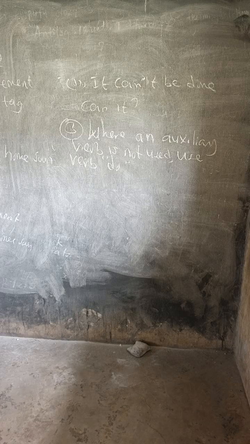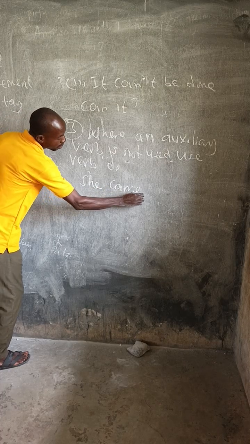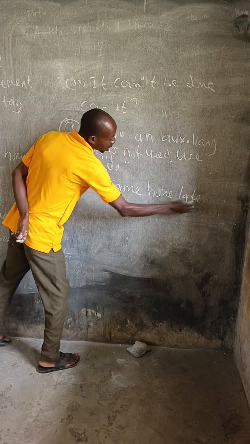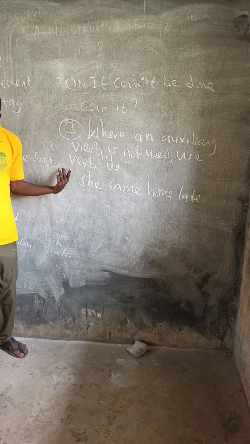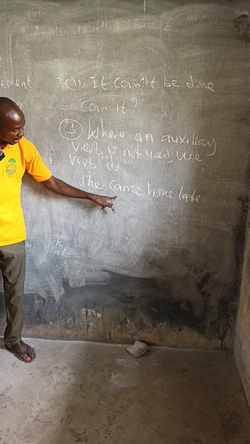Are we together? Yes. So in this case now, for instance, you are given an example to say, "She came home late." That's what you have here, okay? In this case, there's no auxiliary verb. There's nothing like that. So in this case, you're going to make use of the verb "do." The verb here is what?